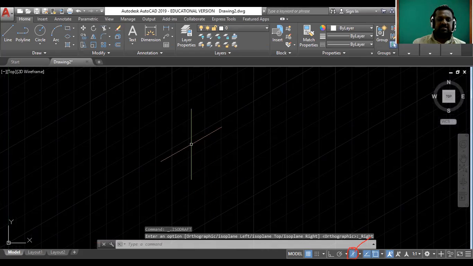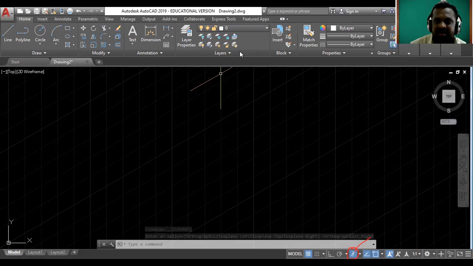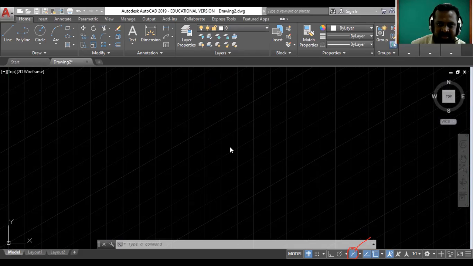See, the position of the cursor is going to change here. You can easily observe the position of that crosshair is going to change. Now see, one line is vertical and another line is inclined. In this way the position of the cursor changes, which means your isometric drafting is on. Here we have turned the isometric drafting on.